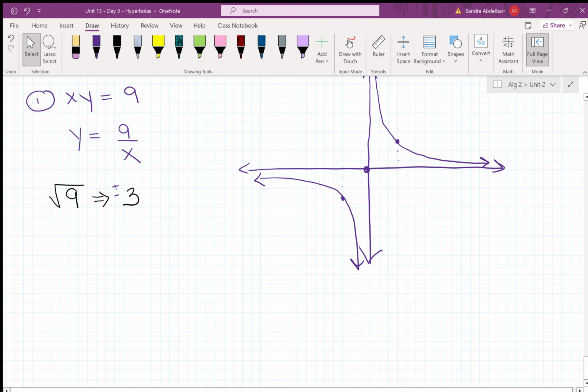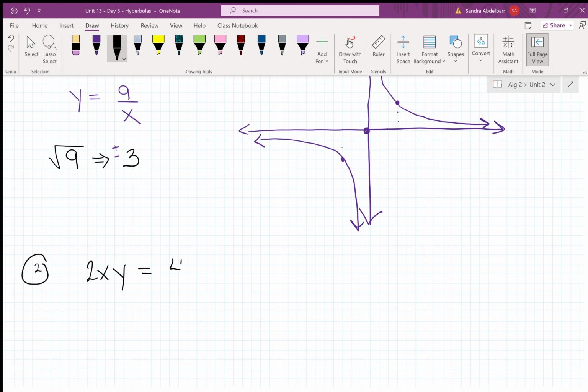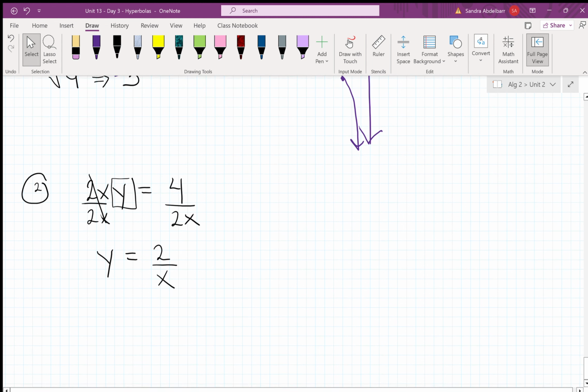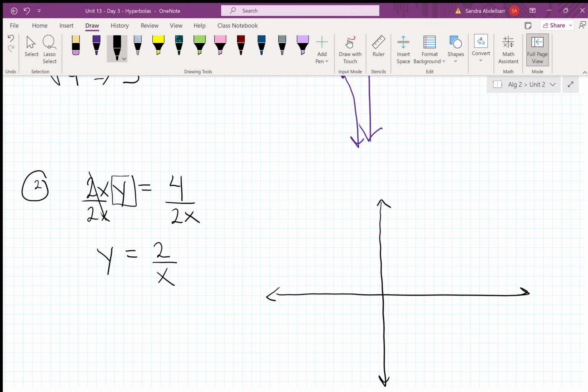All right, let me show you one that doesn't work out so nice and neat. And then it'll just sort of be an estimation. So if I have 2xy equals 4, do we all agree I need to get y by itself? So now I'm going to divide by 2x. Now when I divide by 2x, can I simplify 4 over 2x? Yeah, so I'm going to be left with 2 over x. The good news is my asymptotes are still what? X and y axis. Right. My turning point or my vertices, they're going to change.